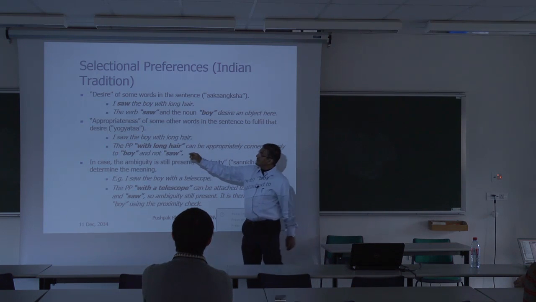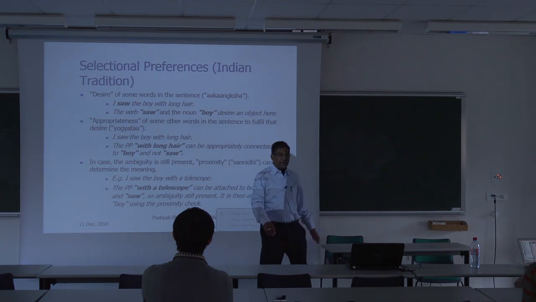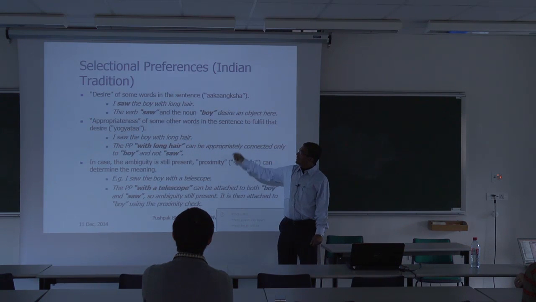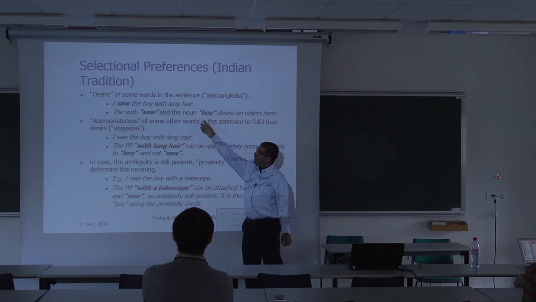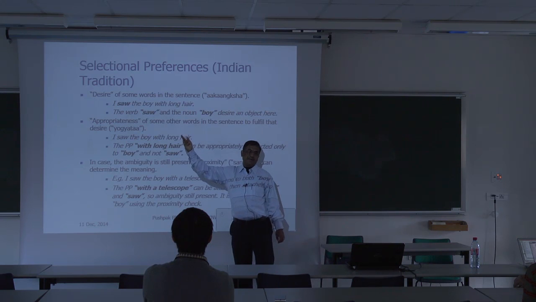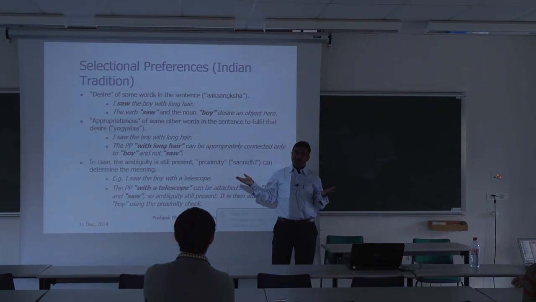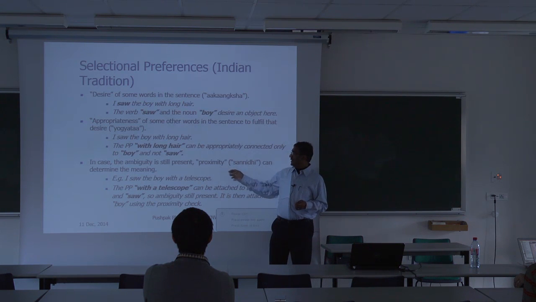Then there is this notion of yogyata, also called appropriateness. The word saw would require a seer, and the seer has to have certain properties. For example, the seer must be animate, in a non-metaphorical common usage of saw. And the third notion is sannidhi, called proximity.